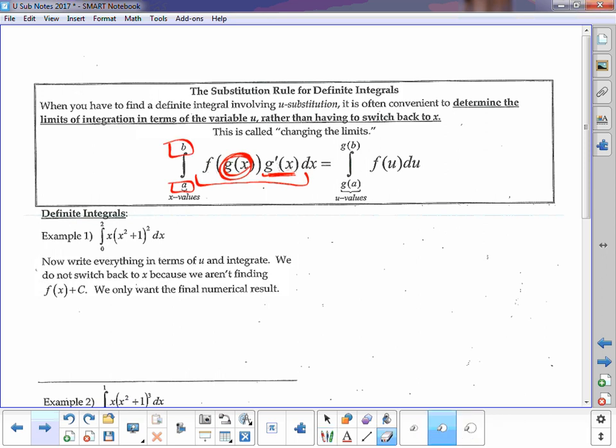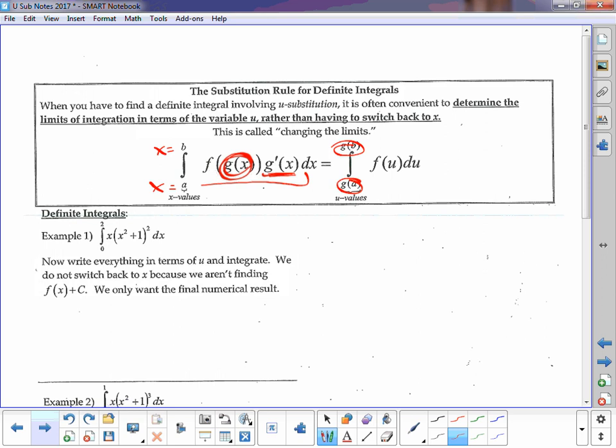So now we have bounds. And so these bounds are saying x equal to a and at x equal to b. But when I change it all to be in terms of u, I can no longer have my bounds based upon x. So we have to find out when x is a, what is u? And when x is b, what is u? So we have to change our bounds here to be in terms of u.